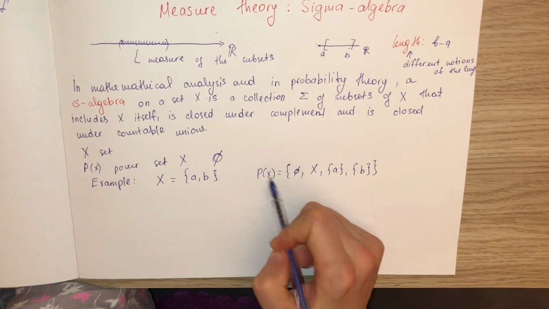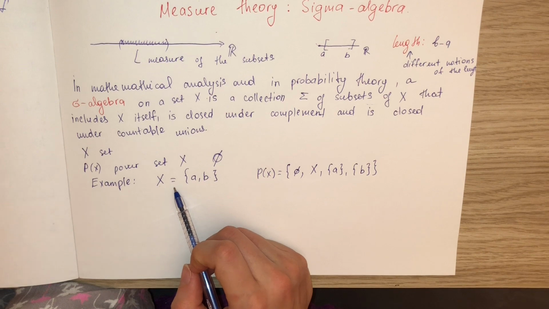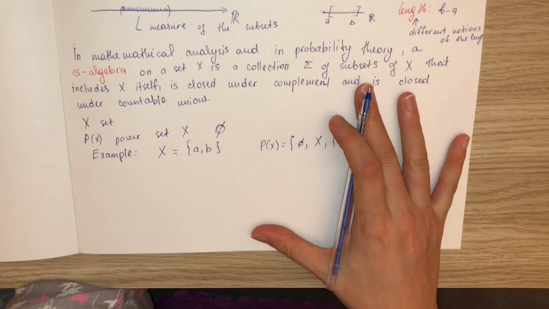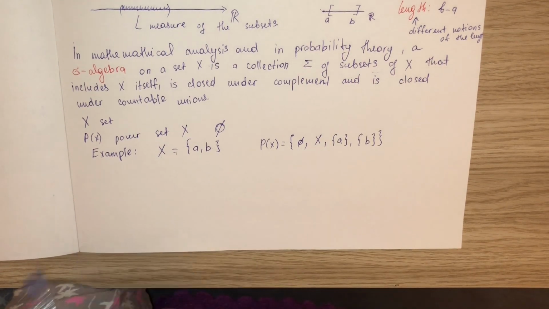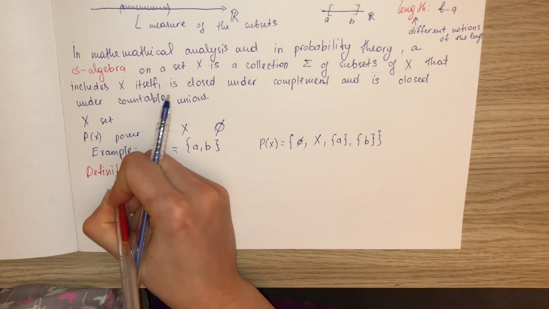We constructed the power set of X, and now we can give the definition for measurable sets. Definition.